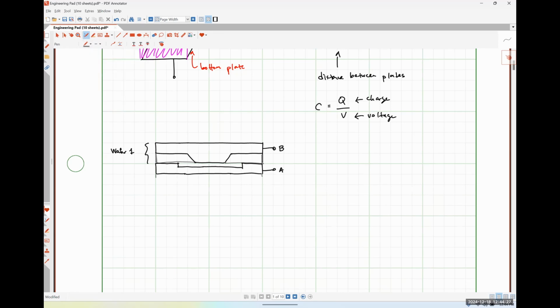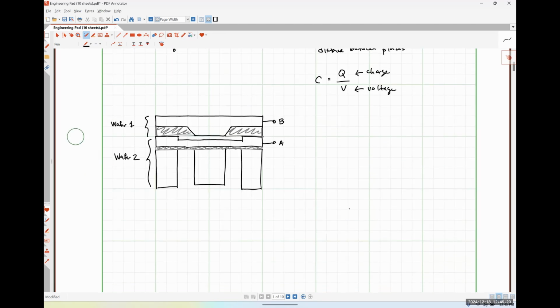I'm going to have an oxide layer. Give myself kind of a proof mass type thing here, where this whole structure was formed through bulk micromachining for some second wafer. And then lastly, I'm going to have another wafer here on bottom that's effectively just a mirror image of my top wafer.